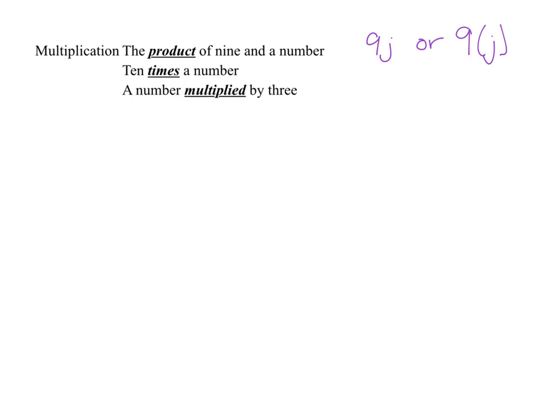10 times a number. 10 O. 10 times U. Make sure you know it's an O. But why not? You could pick O. A number multiplied by 3. A number comes first. The unknown comes first.